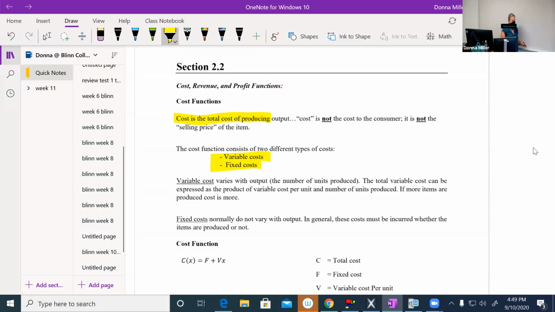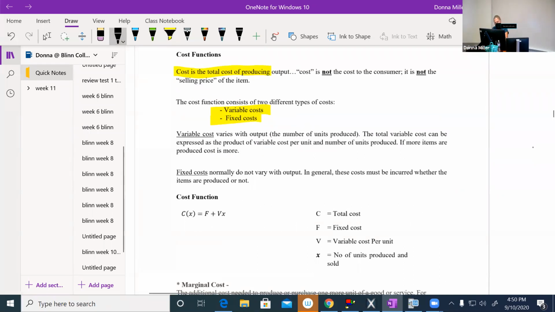A fixed cost is, I have to pay rent every month. I have to pay $1,000 a month in rent. That's not going to change no matter how many basketballs I make. That's a fixed cost. So your cost consists of variable and fixed. The variable is basically the cost per item, how much it costs me to make them, and the fixed is the same no matter how many I make.